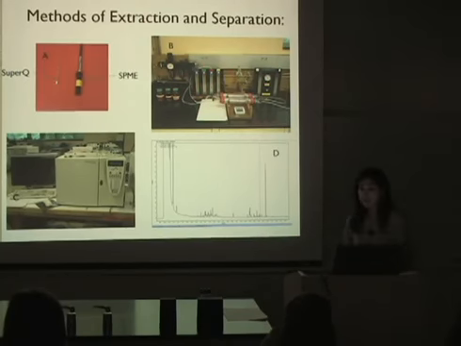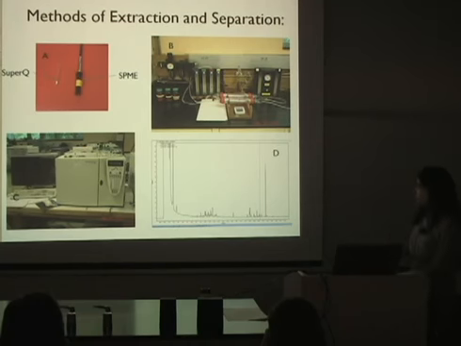Then once those components are collected on the Super Q filters, they are extracted using a solvent. In my case, I used methylene chloride for extraction. And then this is later injected in the gas chromatograph, which gives us the information of the components that are present in the sample. So in figure D, we can see how this information comes out on the computer.